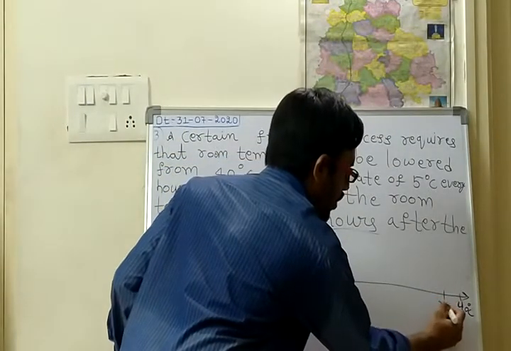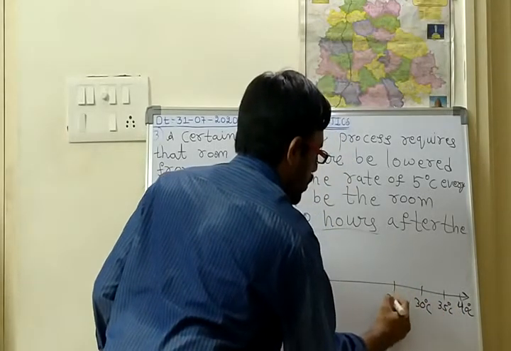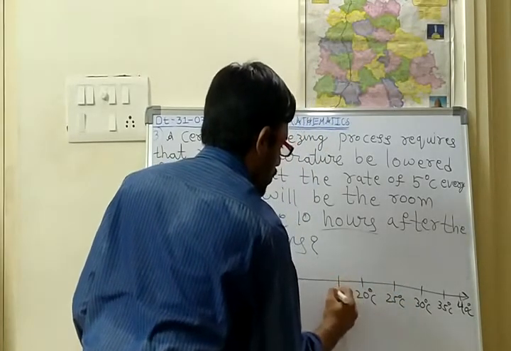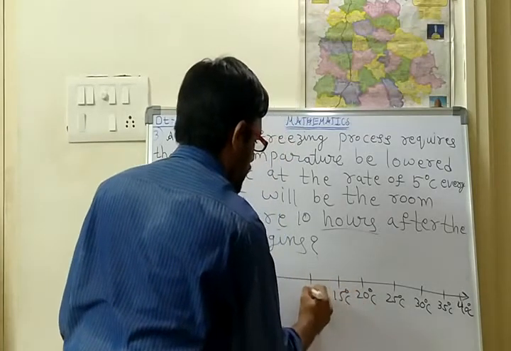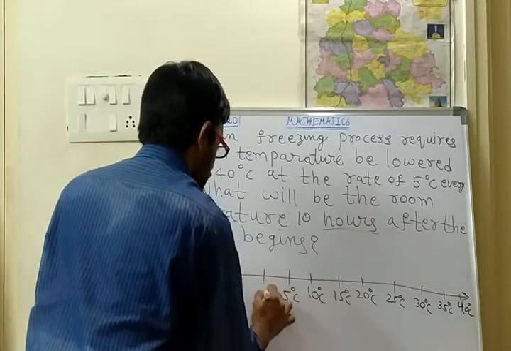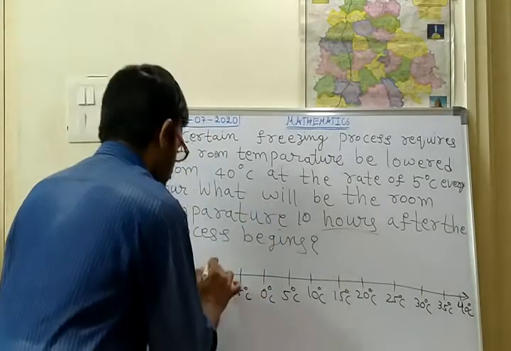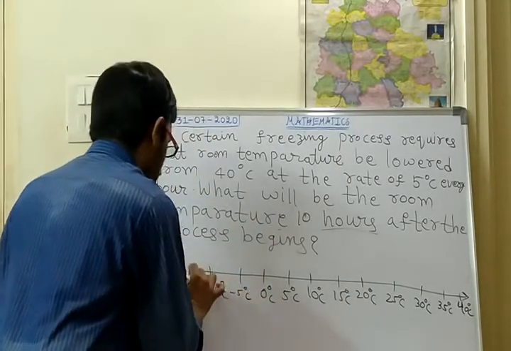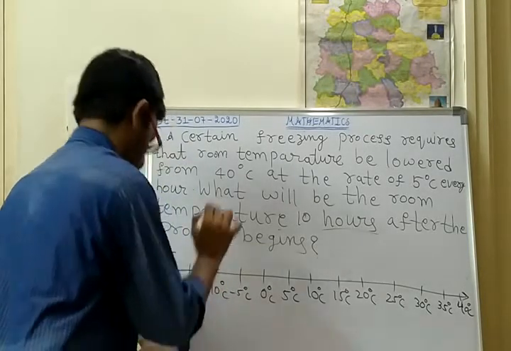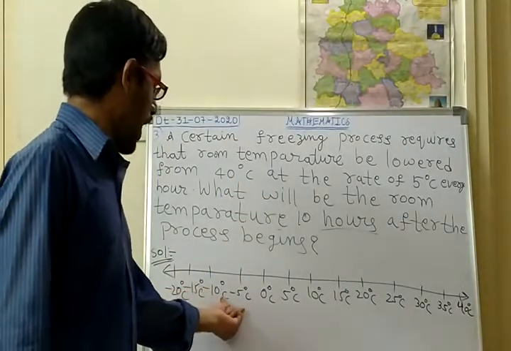So 40, 35 degrees centigrade, 30, 25, 20, 15, 10, 5, 0 degrees centigrade, next minus 5, minus 10, minus 15, minus 20 degrees centigrade. Like this I have written. Each number has a difference of 5.